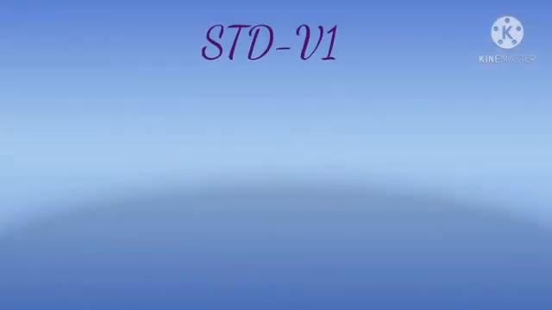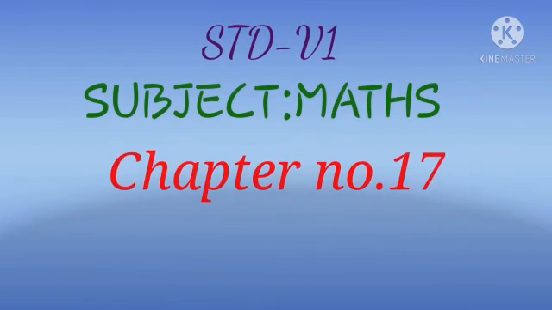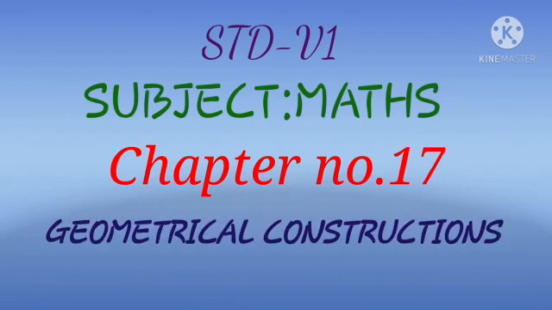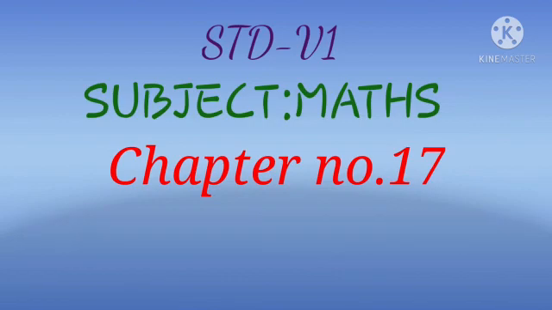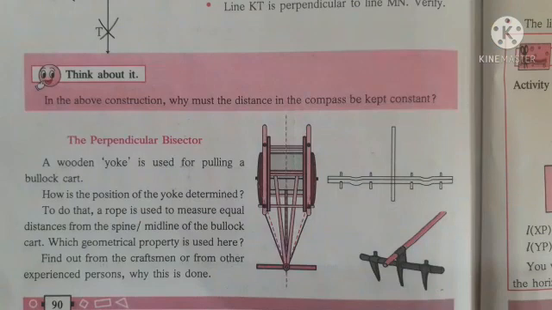Standard 6, Subject Maths, Chapter number 17, Geometrical Constructions. Now, children, let's move on to our next topic, that is the perpendicular bisector. You all can see this picture in your textbook as well as on your screen.